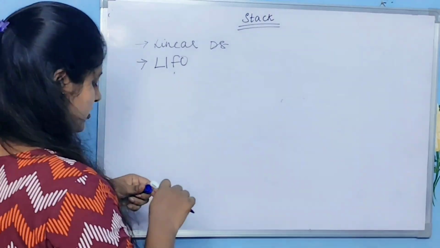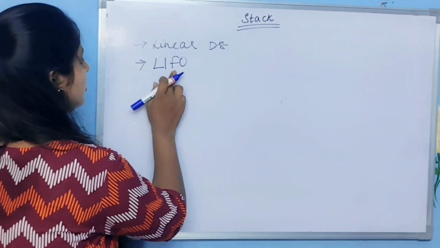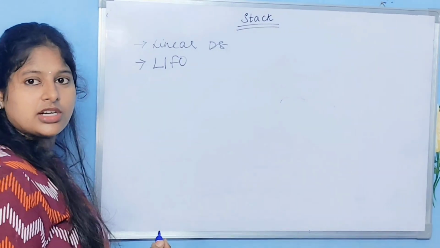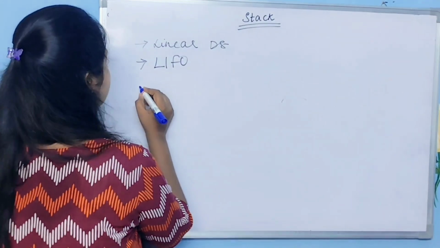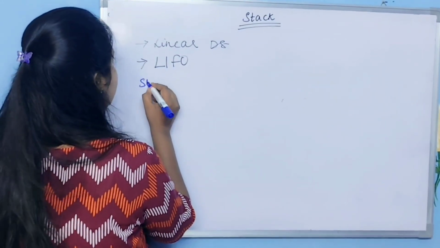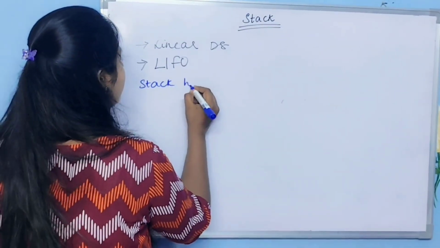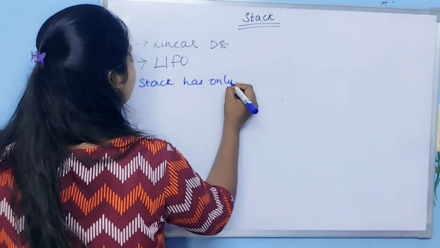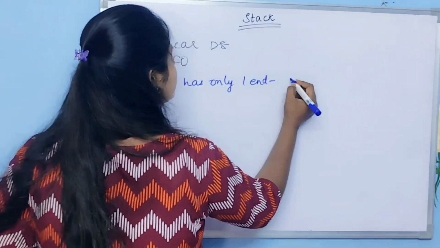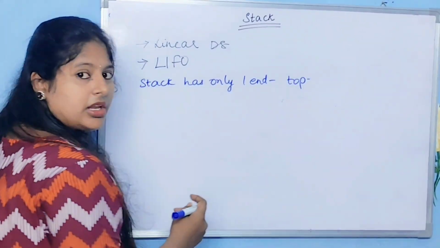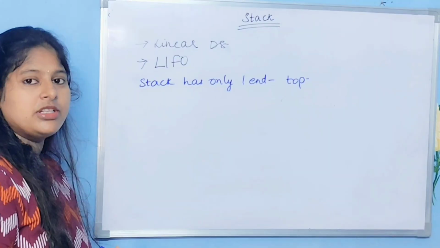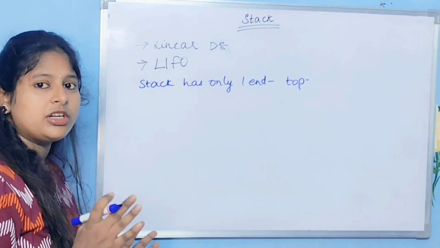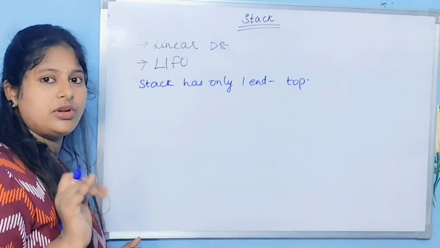So now, stack is a linear data structure which follows last in first out, and the most important part is stack has only one end. That end is called as top. You can insert or delete, either you can add elements or delete elements only from the top end, right? It has only one end.